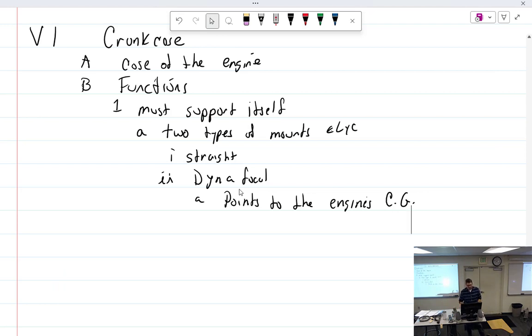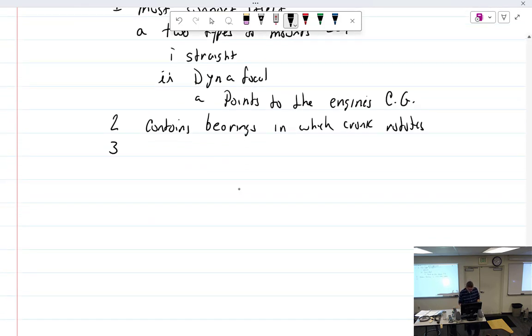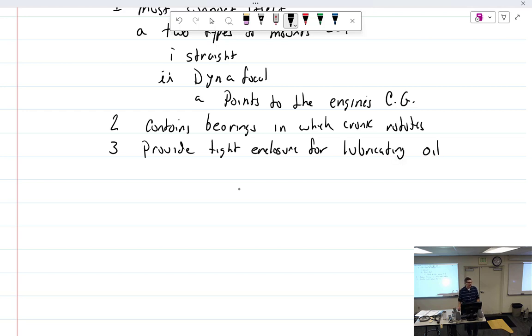What else must the case have and do? Well, it's going to contain the bearings in which the crank rotates. Any ideas here? Hold accessories, mounted accessories. Okay, we'll get that one. It must provide a tight enclosure for lubricating oil, which means you're not supposed to have oil leaks. And when you get an oil leak, you're supposed to fix it to a point.